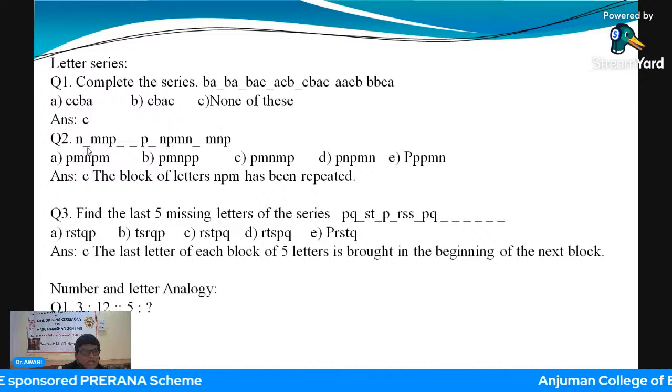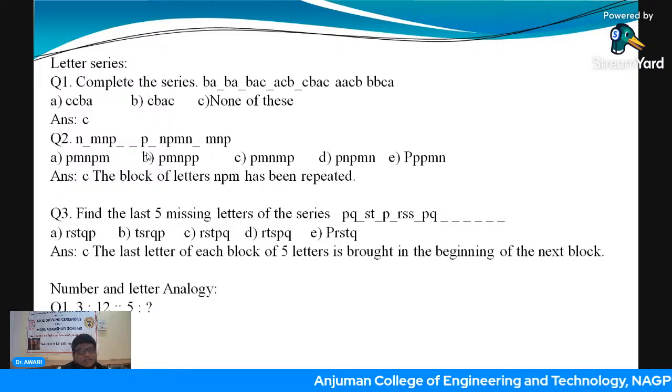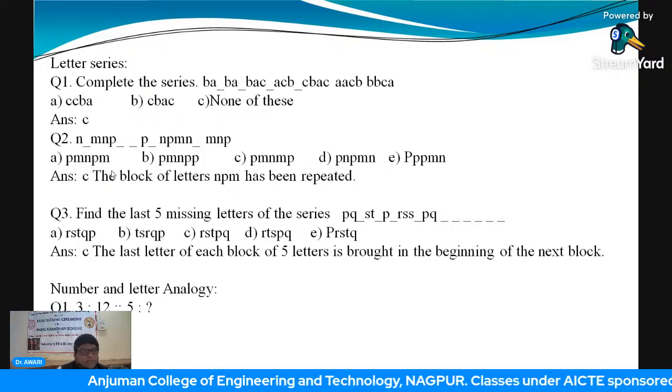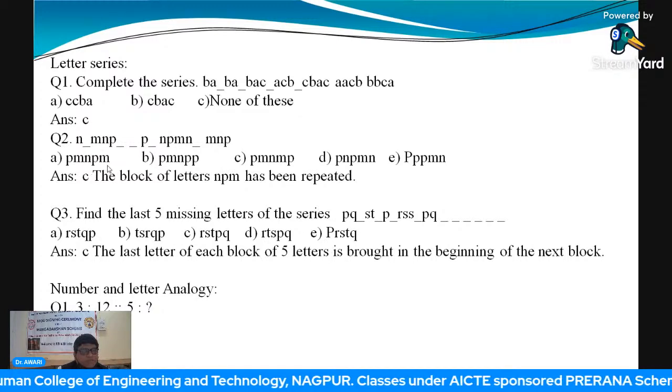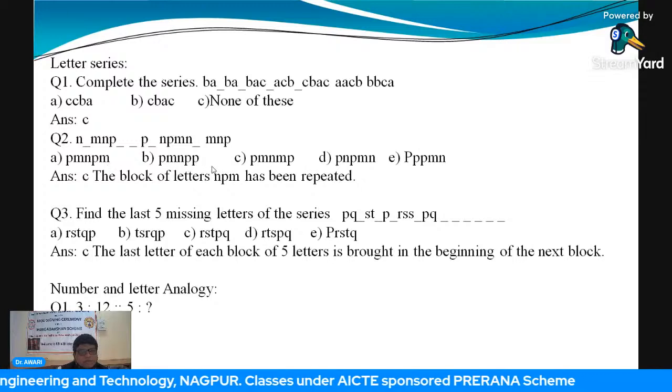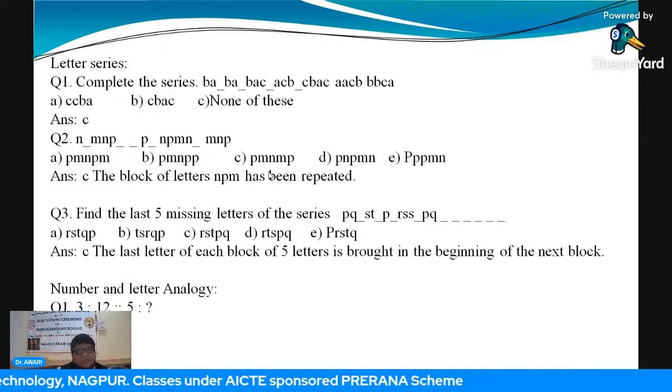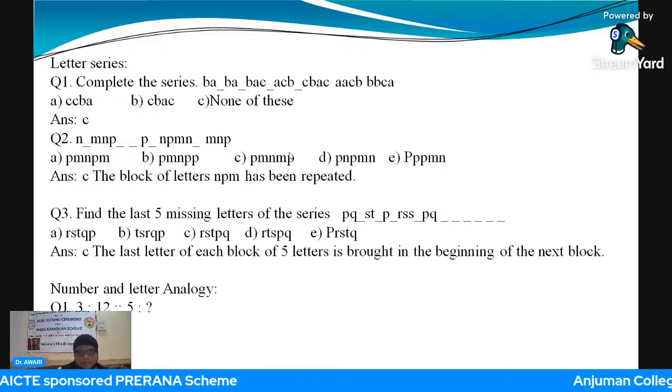Similarly, N dash M and P dash dash P dash NPMN dash MNP. So PMNPM, PMN, PMN, PM, PNPMM.